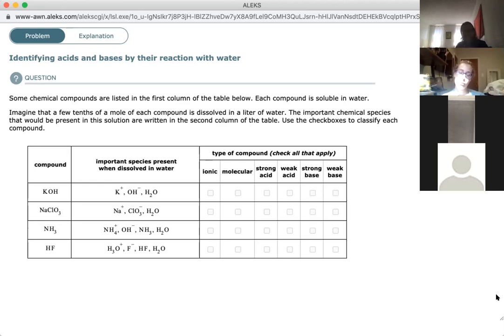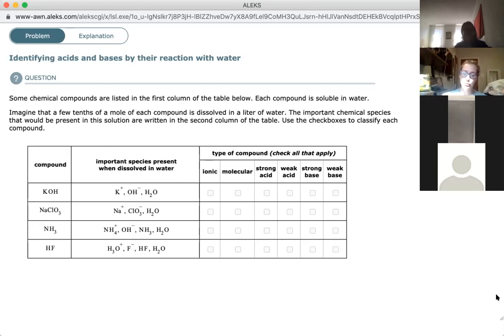You can be very easily confused into thinking HF is a strong acid, but it's not. The strong acids are HCl, HBr, HI. HF is excluded from that category. So see how you got the H3O plus? That tells you it's an acid.